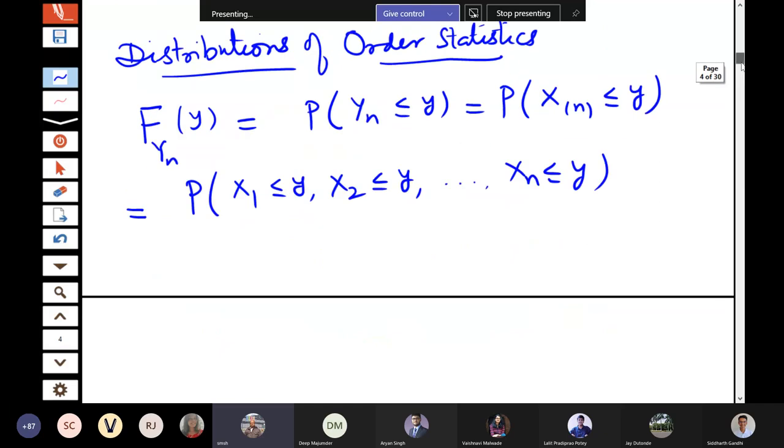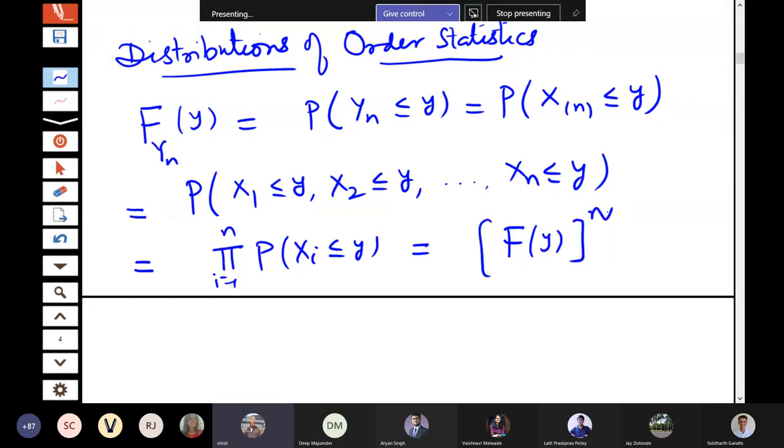So because of the independence here, because these are all independent observations, this can be written as the product of probabilities, and this is nothing but capital F of y. So you get F of y to the power n. So the cumulative distribution function of the largest can be easily derived.